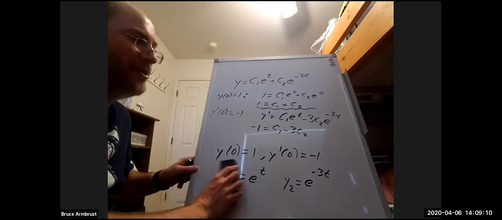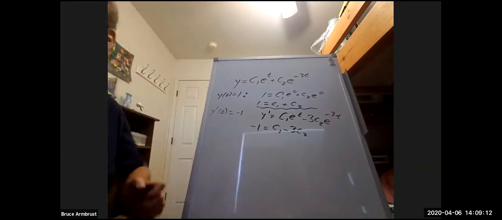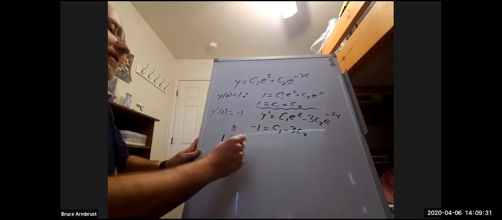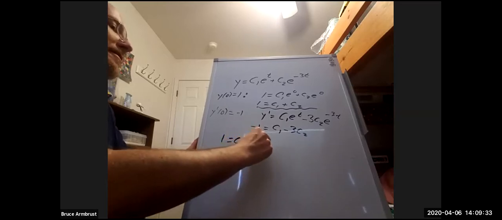Well, Trey, we could use a matrix. We don't necessarily have to because this is a nice simple one. But yeah, we got a system of equations. We found out that C1 and C2 have to satisfy both of those, so it's just a matter of solving this system.